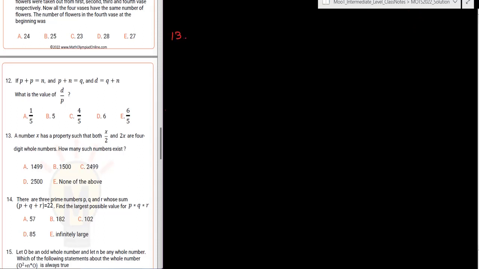A number x has a property such that both x by 2 and 2x are 4-digit whole numbers. What are the 4-digit whole numbers? 1000 is a 4-digit whole number. All the numbers after that up to 9999. These are all 4-digit whole numbers, isn't it?